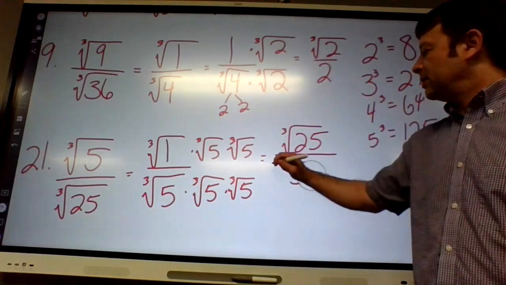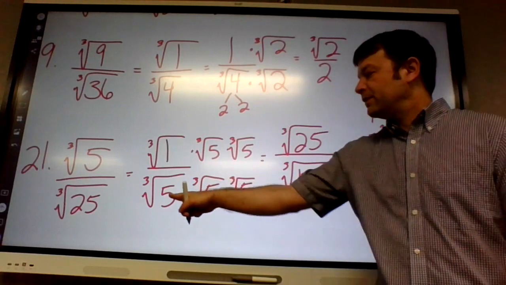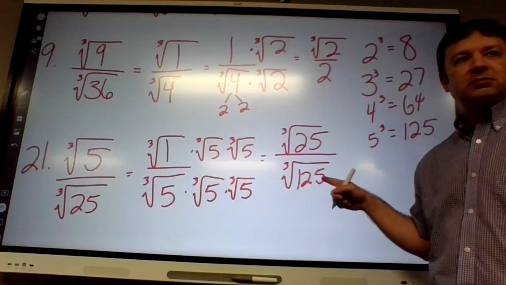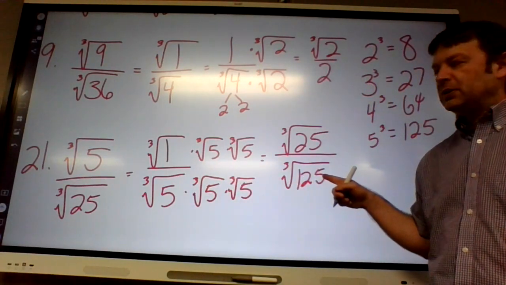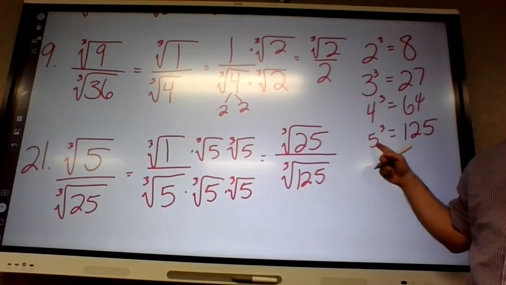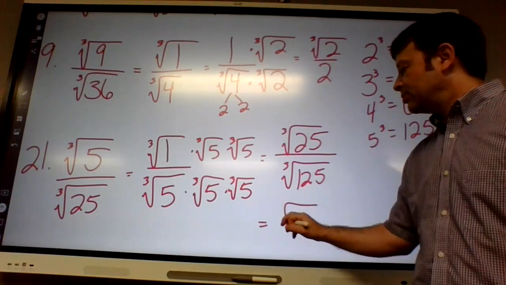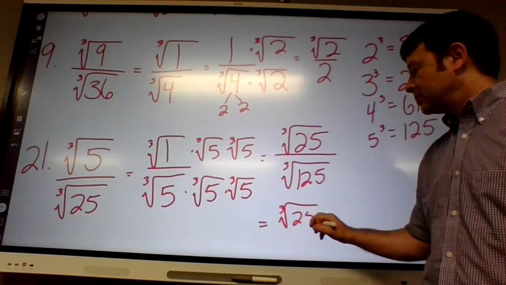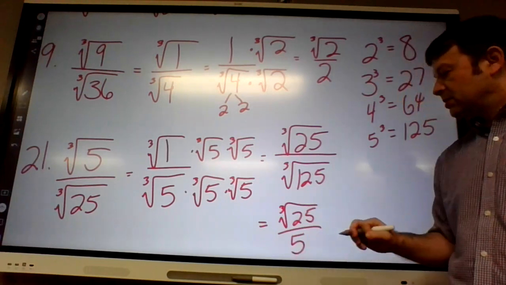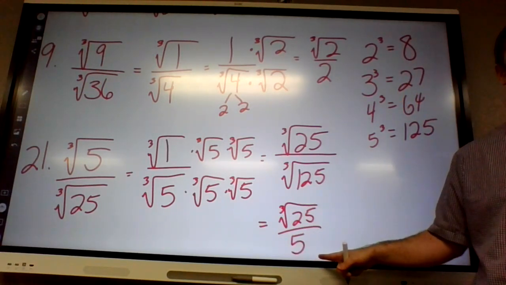Okay, this is 125, which turns into 5. So it's a normal number now, not a cube root, which is what we were trying to do.